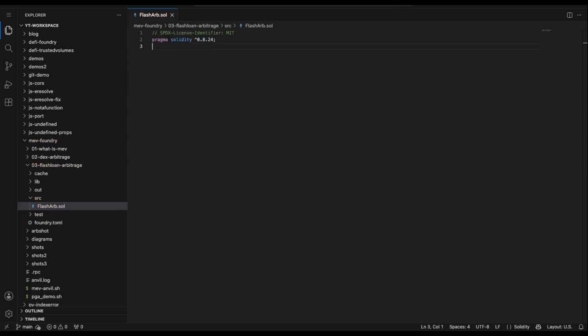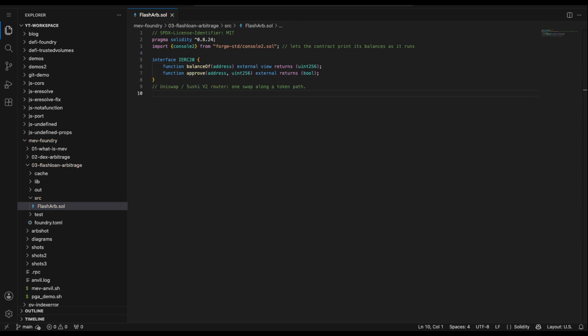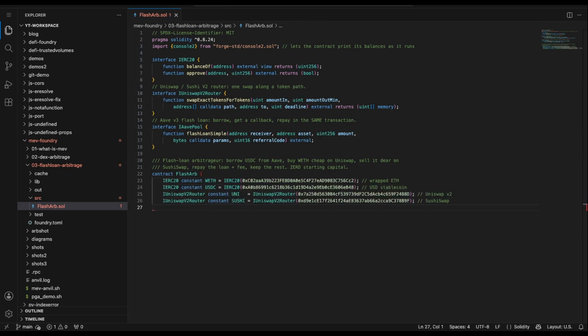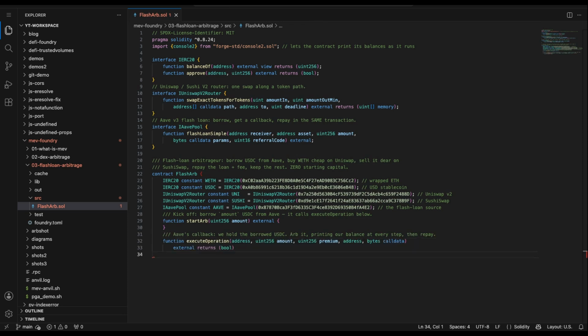We start with the skeleton, 3 tiny interfaces so we can talk to tokens, to the swap routers and to Aave's flash loan, plus Foundry's console so our contract can print its own balance as it runs. Then the contract startArb with the token and pool addresses straight from mainnet and 3 empty functions. startArb to kick it off, executeOperation which is Aave's callback, and a small swap helper. Let's fill them in.